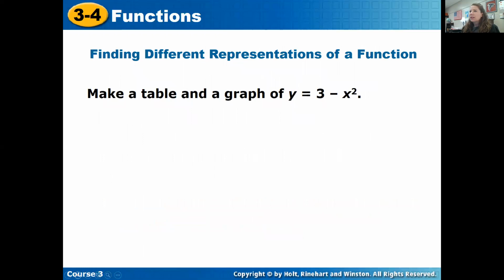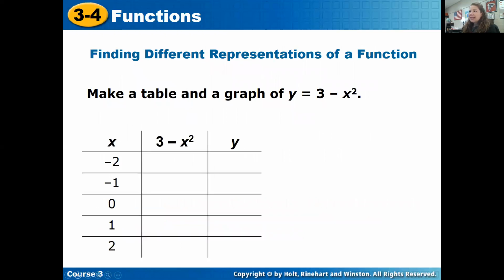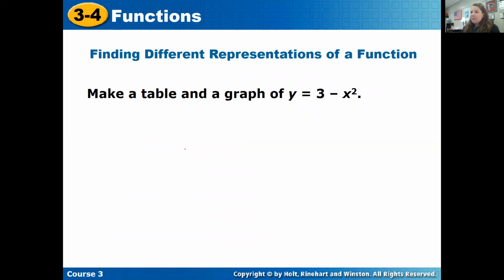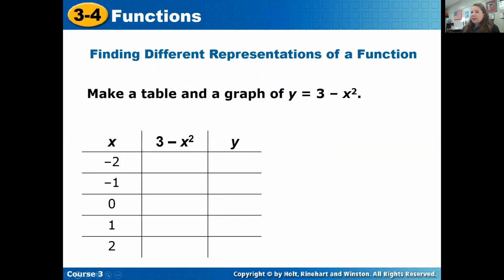All right, so let's look at the first example. So here we have an equation, y equals 3 minus x squared. So they've given us some values for x. And then what we need to do is plug in each of these x values into the equation right here. So we're going to say, what is 3 minus negative 2 squared?